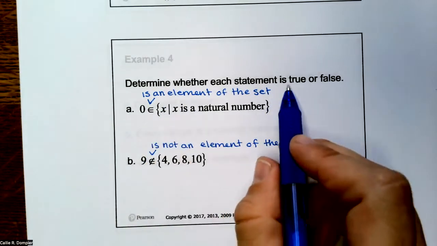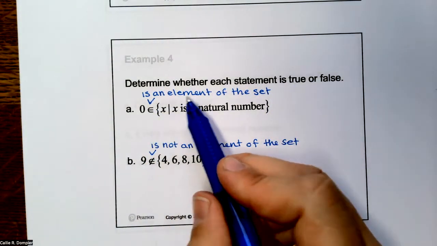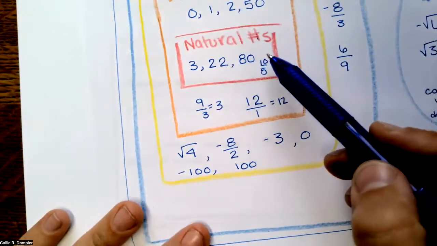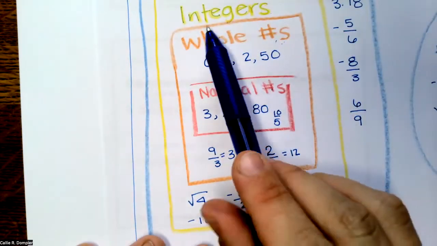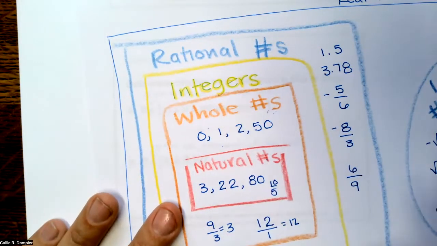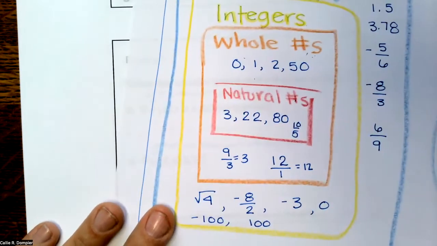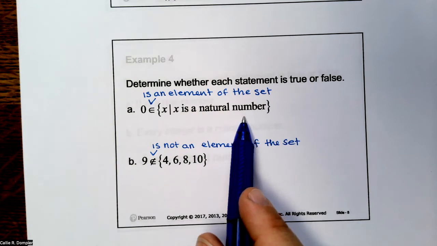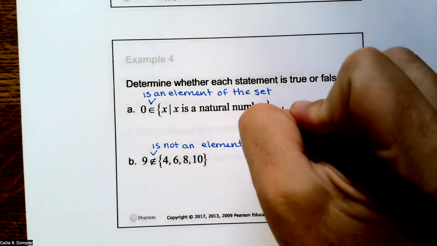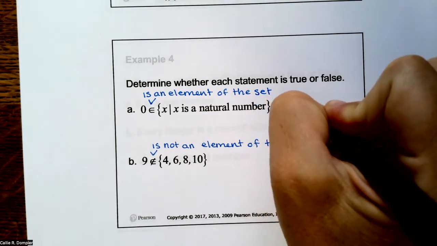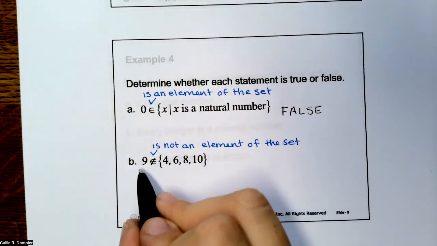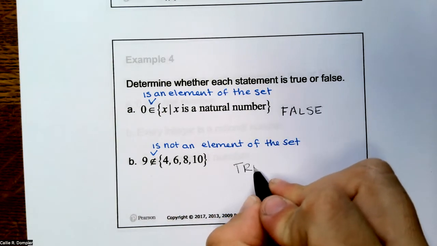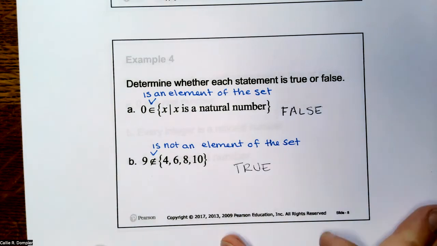Example 4, determine whether this is true or false. 0 is an element of the set X, where X is a natural number. Let's look again at natural numbers. Natural numbers do not include 0. 0 is for whole numbers, integers, rational numbers, or real numbers. But natural numbers do not have 0. So we would say this is false, because natural numbers do not include 0. 9 is not an element of the set 4, 6, 8, and 10, so that is true. There is no 9 in that set.